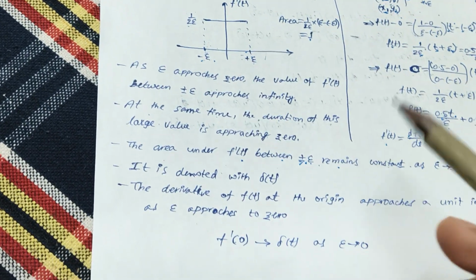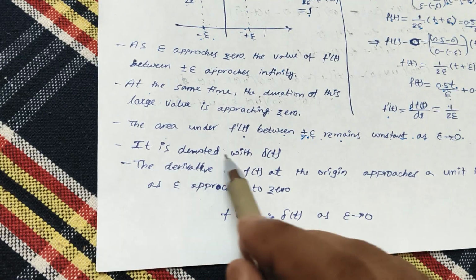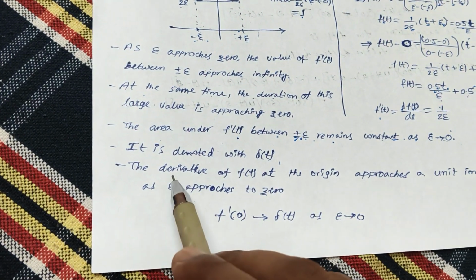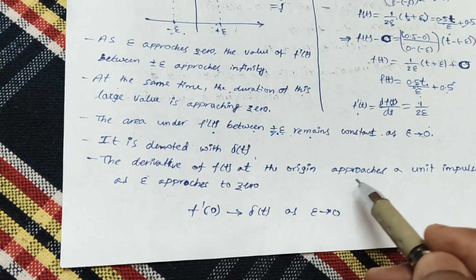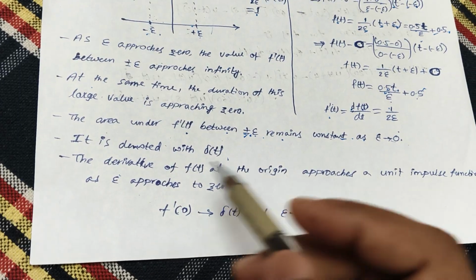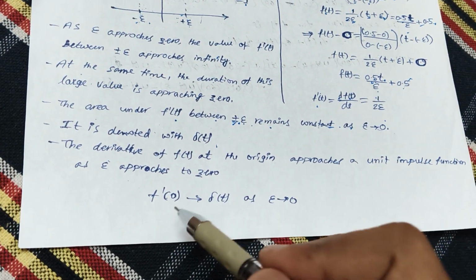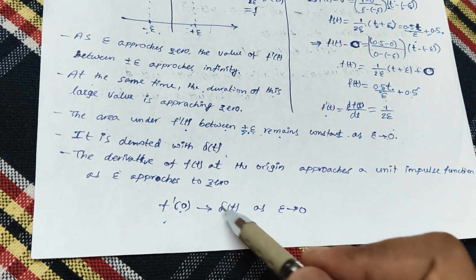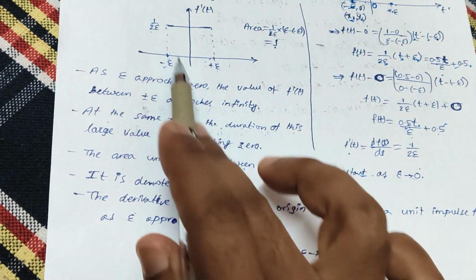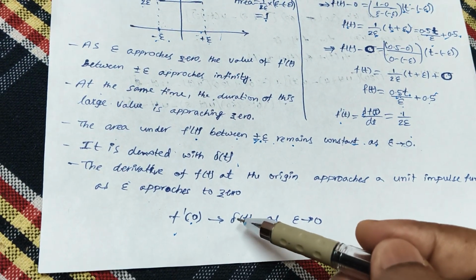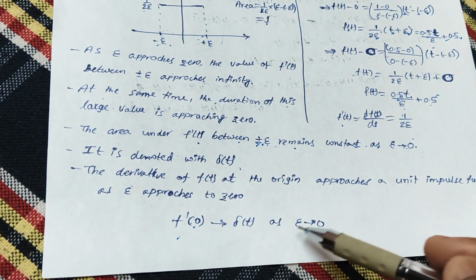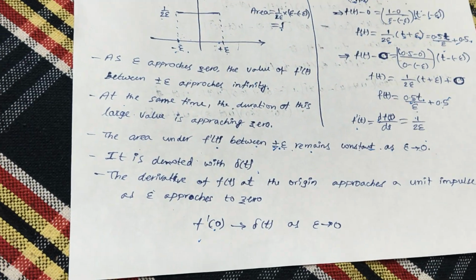The area, however, is the same. It is denoted with del of t, and the derivative of f of t at the origin approaches a unit impulse function as epsilon tends to 0. So f dash of 0 is similar to the impulse function definition. That's why we will consider it as del of t as epsilon tends to 0.